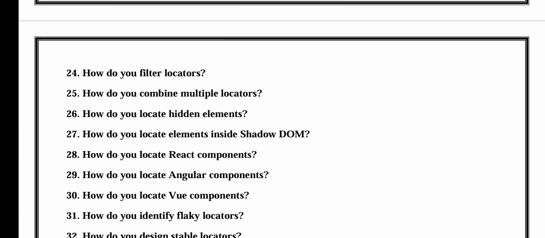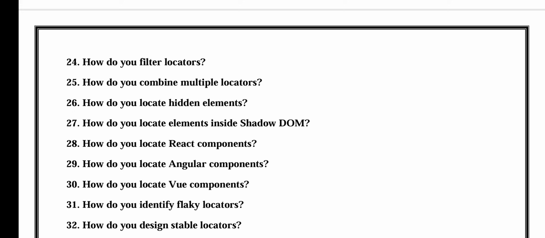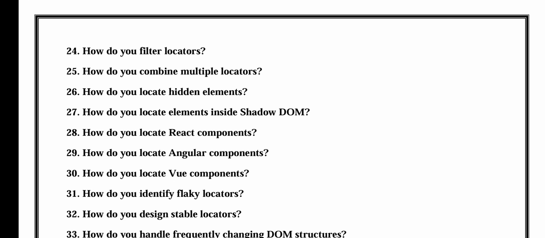How do you filter locators? How do you combine multiple locators? How do you locate iframe elements? And how do you locate elements inside the shadow DOM? How do you locate React components and Angular components and Vue components?